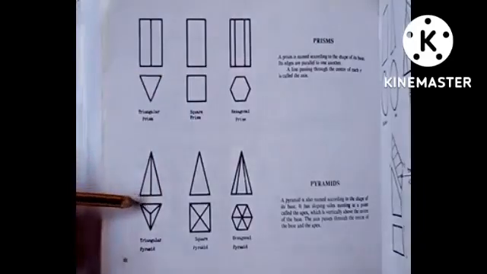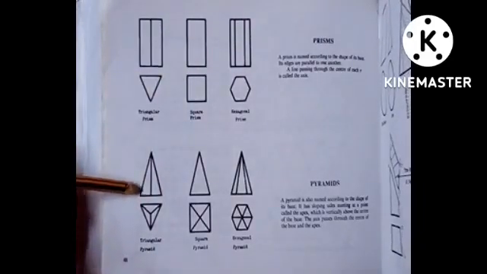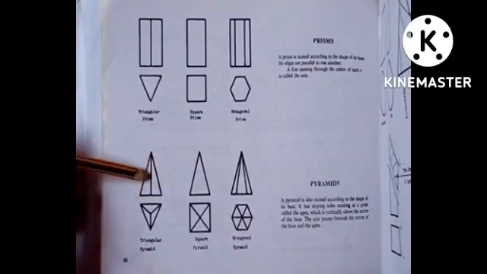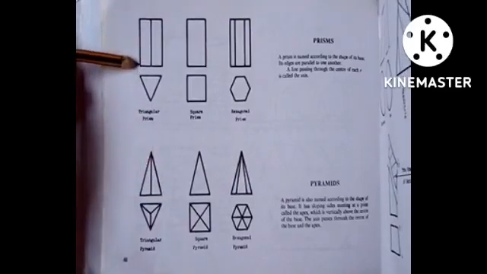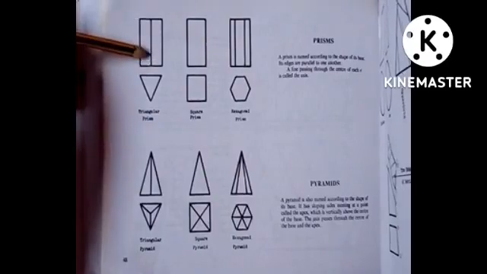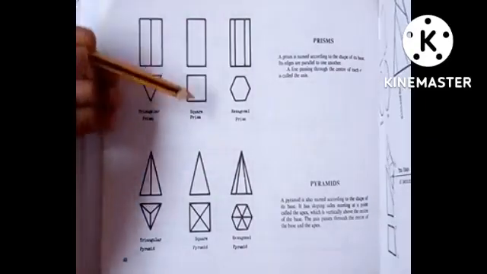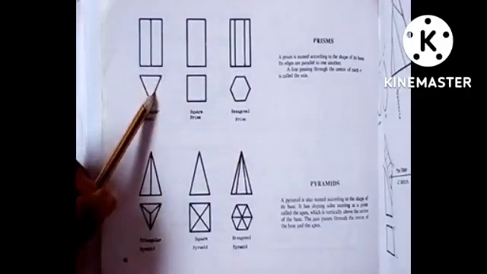But when we talk about a pyramid, the edges are not parallel. They are meeting. They are converging lines. But prisms are characterized by edges which are parallel to each other, so they never meet. So, parallel lines that never meet, and then they have the shape of their base.